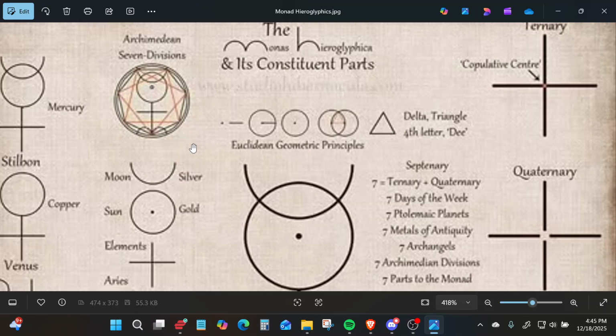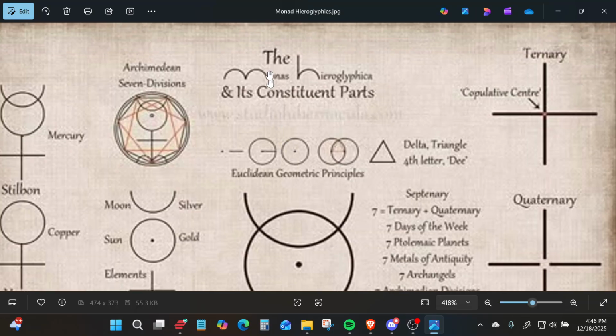So, I don't know how big everybody's screens are, but the title here says the Monas Hieroglyphica and its constituent parts. And then the diagram on the left there, Archimedean 7 divisions.